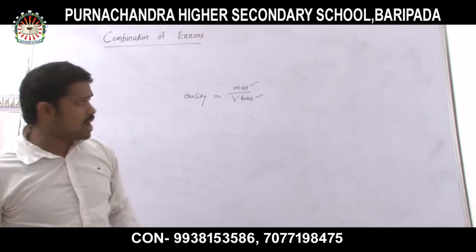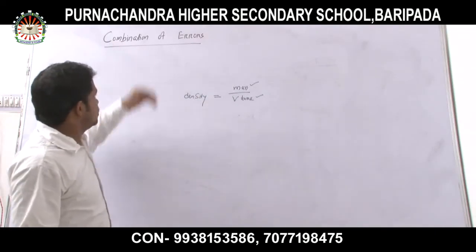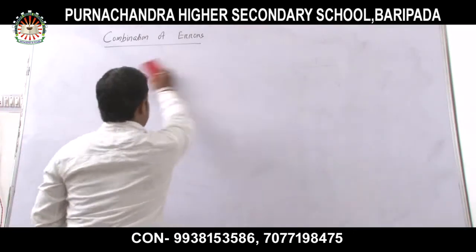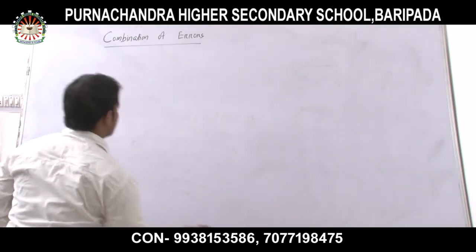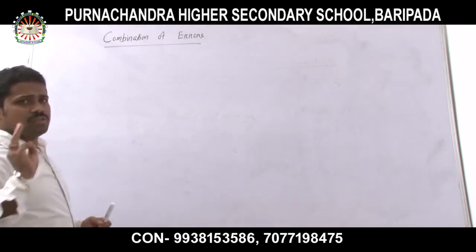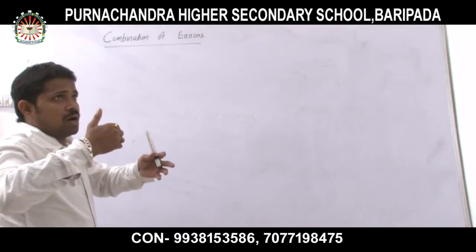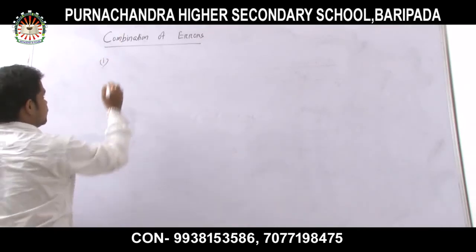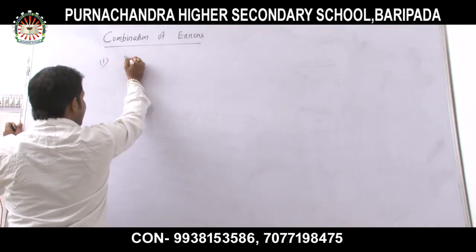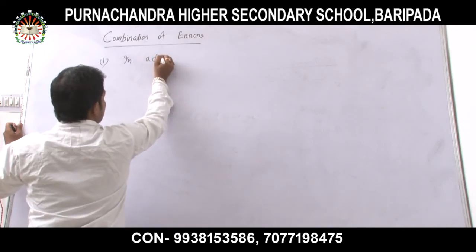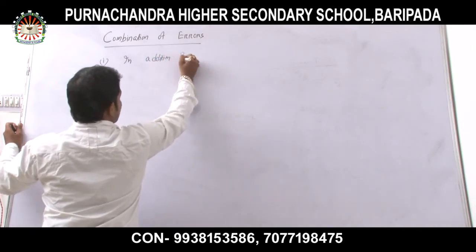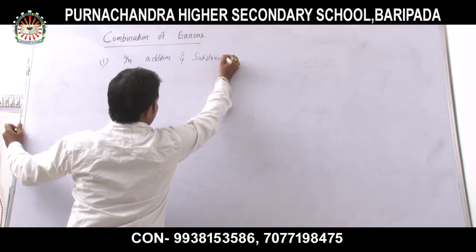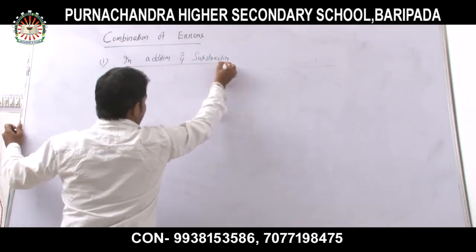That is the requirement why we discuss this part, that is combination of errors. So let us discuss how the combination of errors works. Combination of errors takes part in three special cases. Suppose the first special case: combination of errors in addition and subtraction. Let us discuss how the error can be combined.